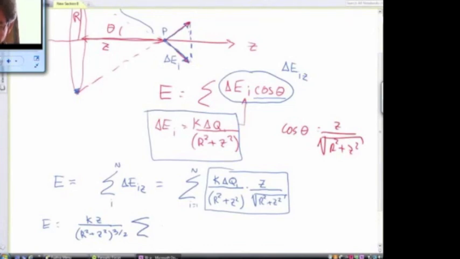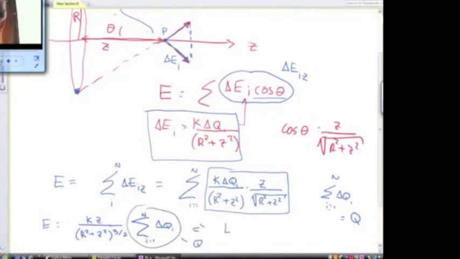So inside the summation we get delta Qi, and we're summing over all of the pieces in which we divided the charge of the ring. If we add the charge of all of the different pieces in which we divided the charge of the ring, we obviously get the total charge on the ring. So the sum of all the delta Q's is equal to the total charge Q on the ring.